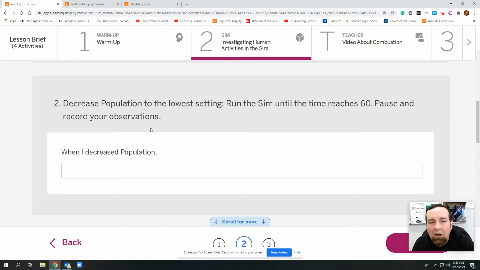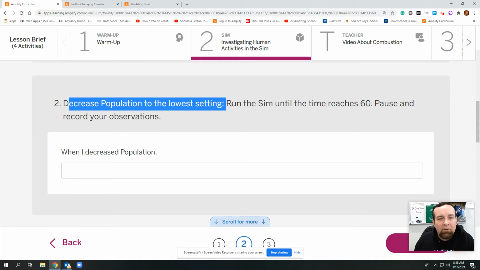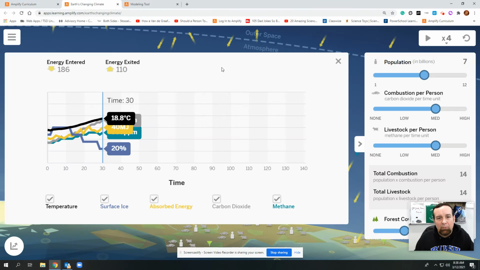But let's continue on. Decrease population to the lowest setting. Run the sim until it reaches 60 and record those observations. So we're already at 30. So I'm going to take my population, and it's at 7 billion. We're going to bring it down to 1 billion.